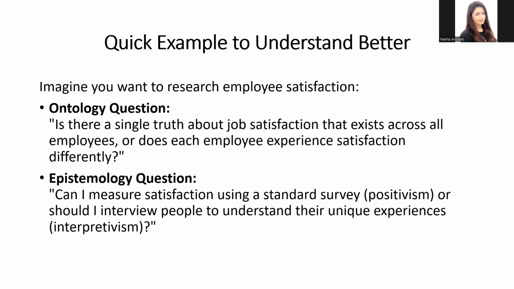Here are quick examples to understand better. Ontology question: is there a single truth about job satisfaction that exists across all employees, or does each employee experience satisfaction differently? Then the epistemological question: can I measure satisfaction using a standard survey?